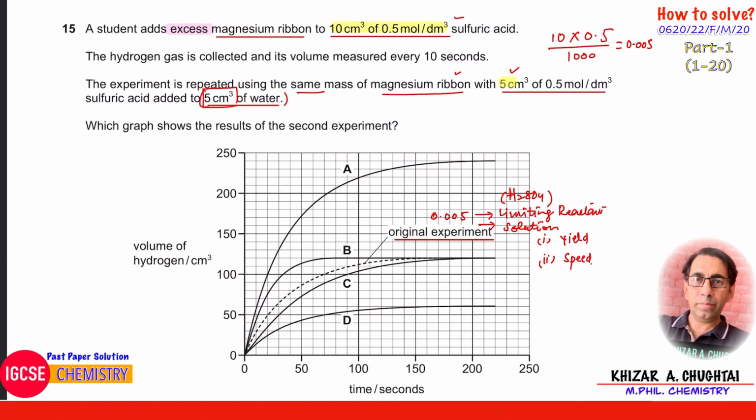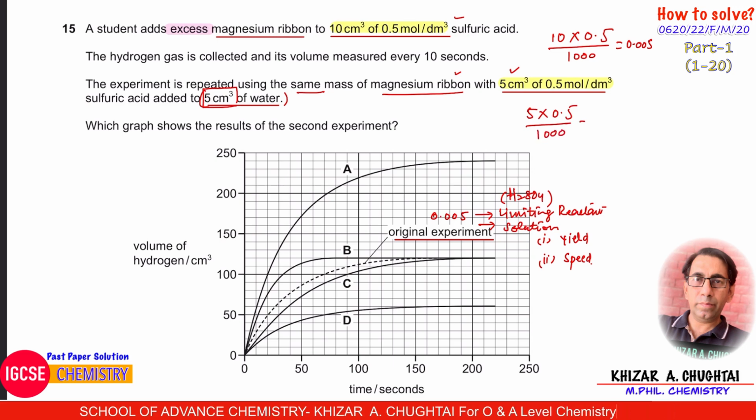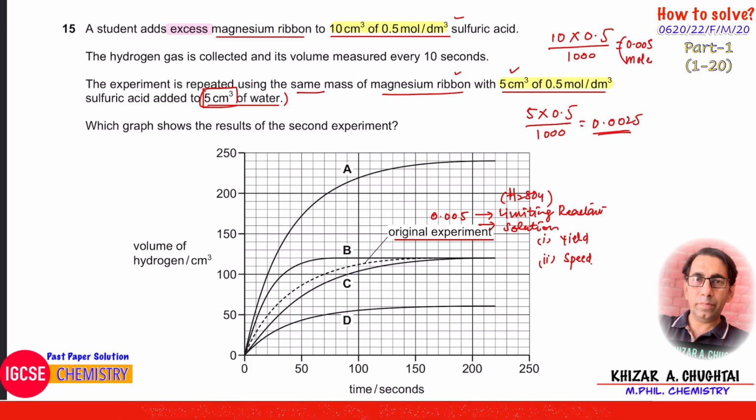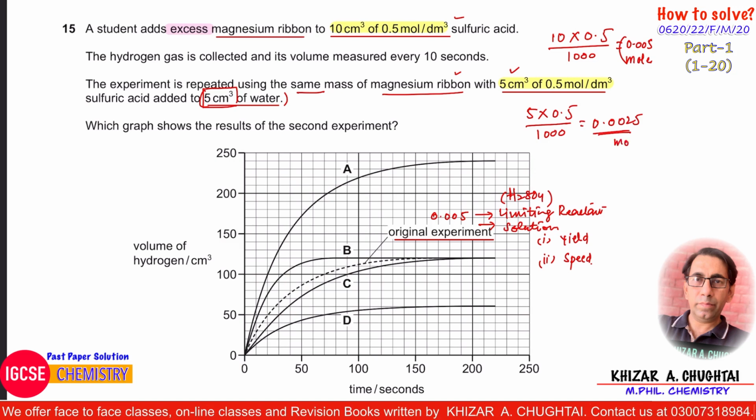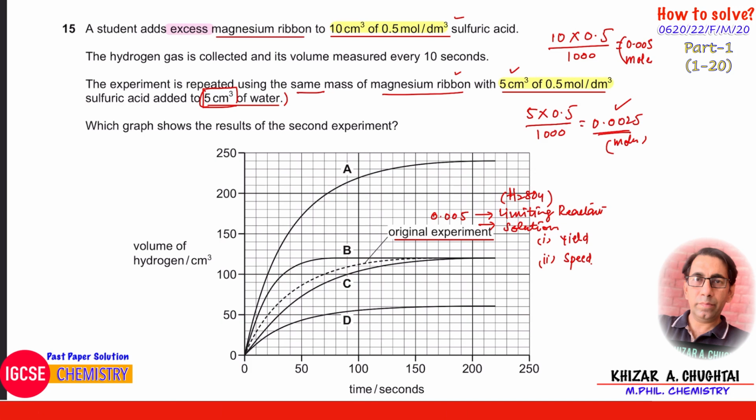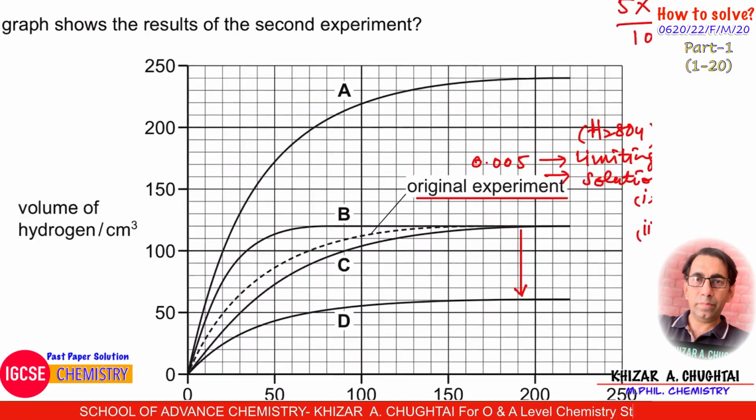What is the new number of moles of the sulfuric acid? In this case, you can see it over here. 5 multiplied by 0.5 over 1000, and moles is equal to 0.0025 moles. So half the moles, initially there were 0.005 moles. In the repeated experiment, moles are 0.0025 moles. So now we are using half the moles of sulfuric acid. So the vertical line will be lower down, it will be at half. For example, you can see it over here.